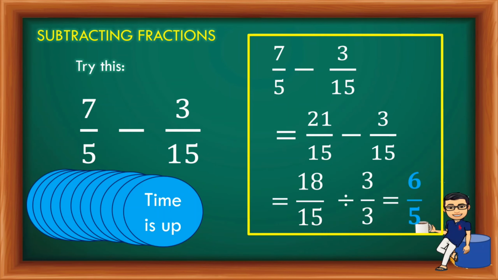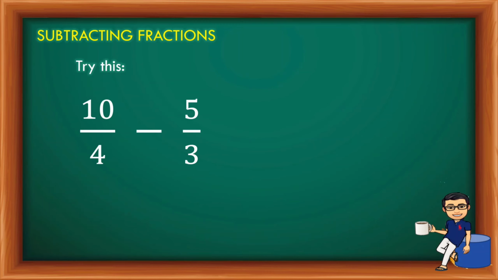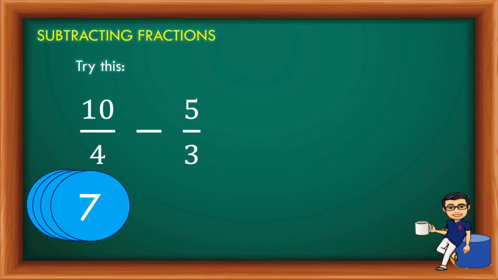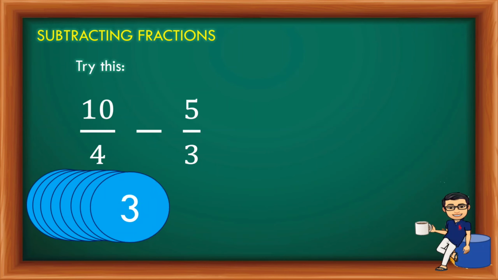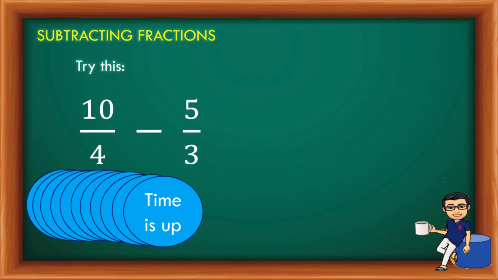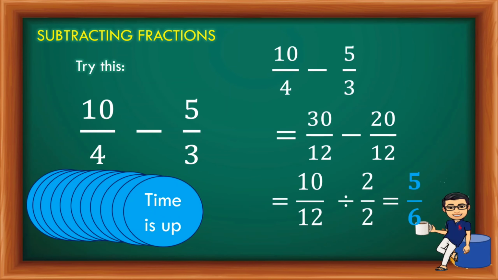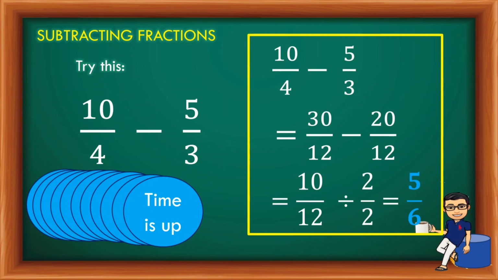Let's have another one. How about 10 over 4 minus 5 over 3? Again, in 10 seconds. Time is up. So what is your answer again? If your answer is 5 over 6, so you are correct.